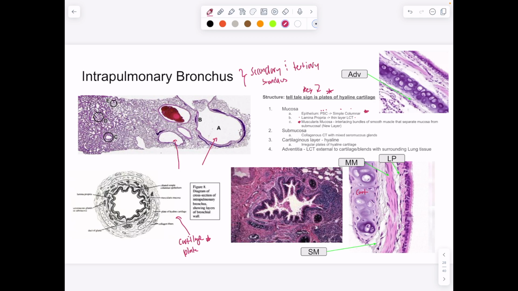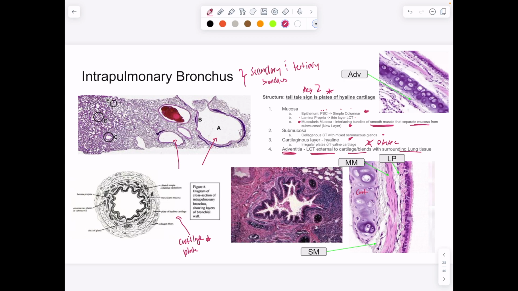You have this new muscularis mucosa, which is considered part of the mucosa. It's interlacing bundles of smooth muscle that separate the mucosa from the submucosa. The submucosa is collagenous connective tissue with mixed seromucous glands. We're familiar with this. We've seen it since the larynx. And then the cartilaginous layer is going to be hyaline cartilage type 2. Importantly, the bronchus is not going to have nice C-rings, so our C-rings are gone. Instead, we have plates. Then finally, past the plates, we have our adventitia, loose connective tissue external to the cartilage that blends with the lung tissue.